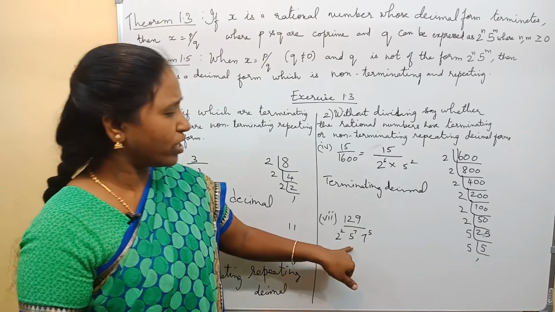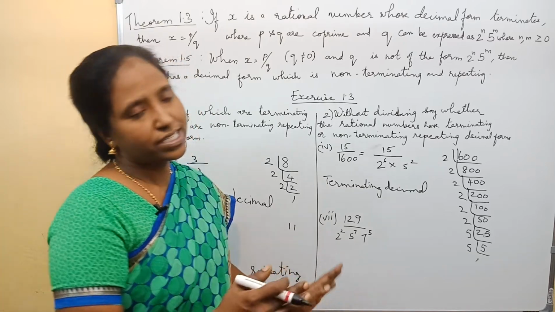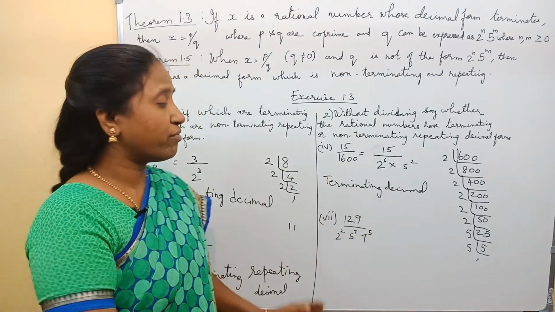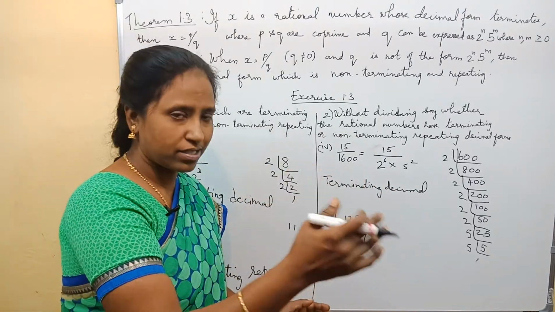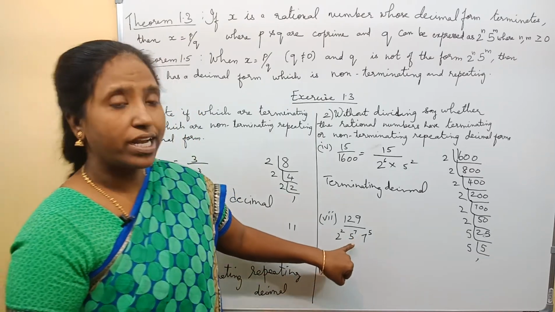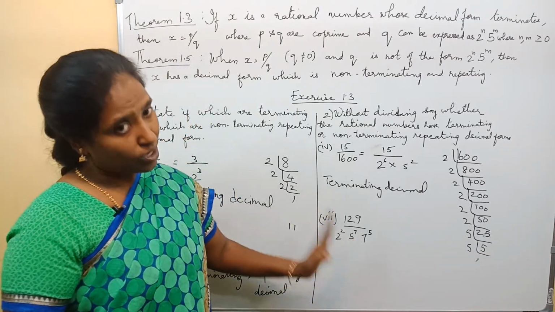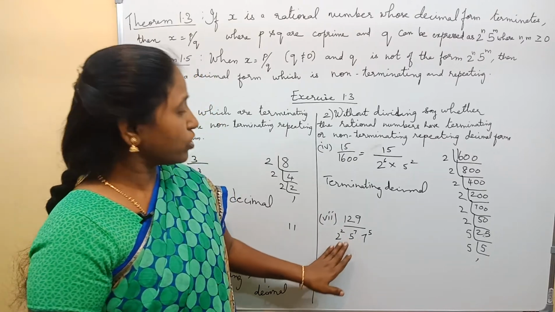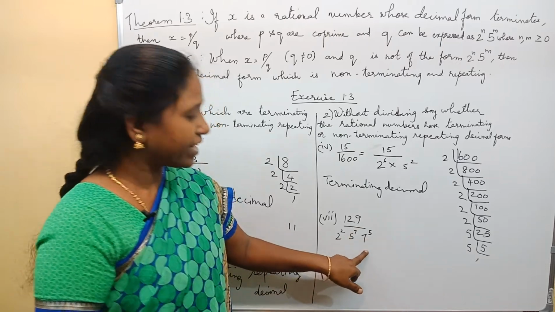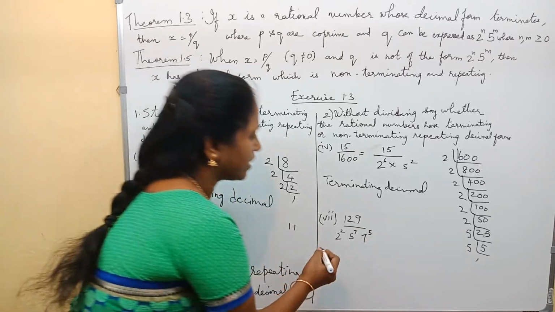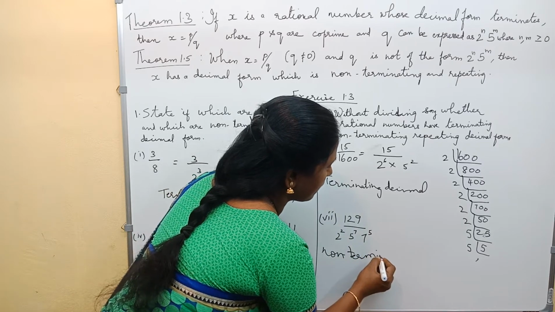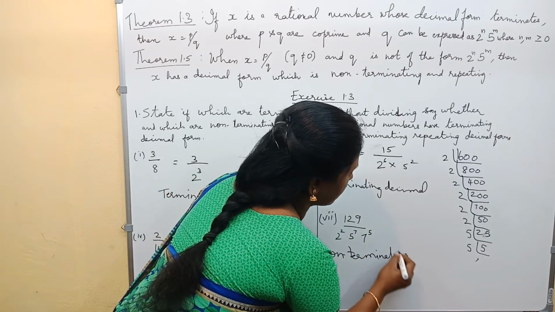If only 2 is there, that means it is 5 power 0, which is nothing but 1. If only 5 is there, that means 2 power 0, which is nothing but 1. So you can have only 2, only 5, or both 2 and 5, not any other number along with it. If you have any other number along with it, it is a non-terminating repeating decimal.